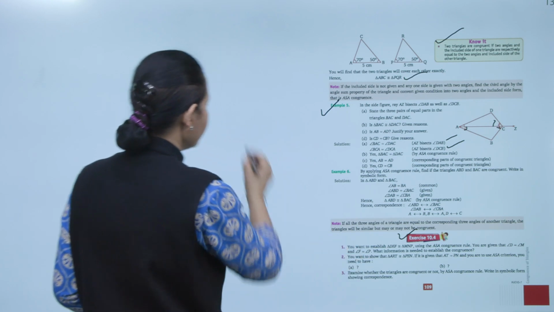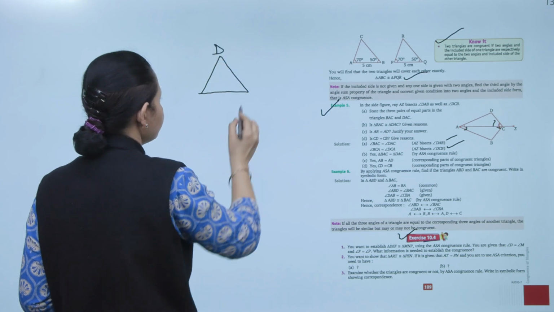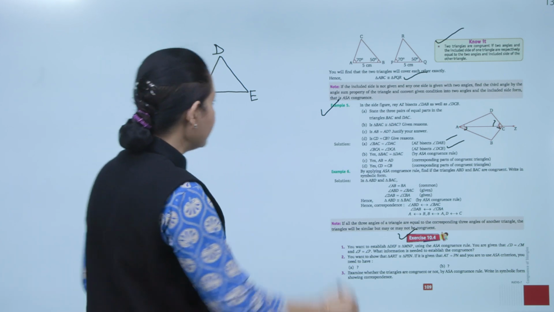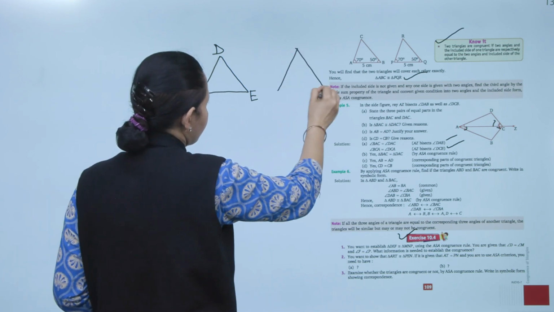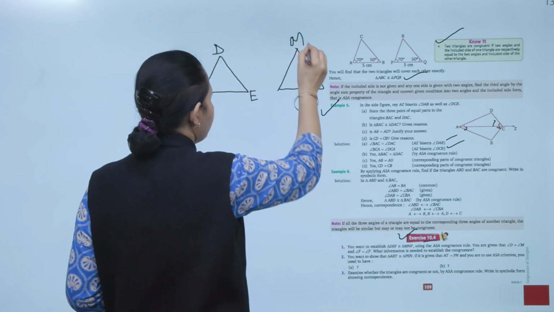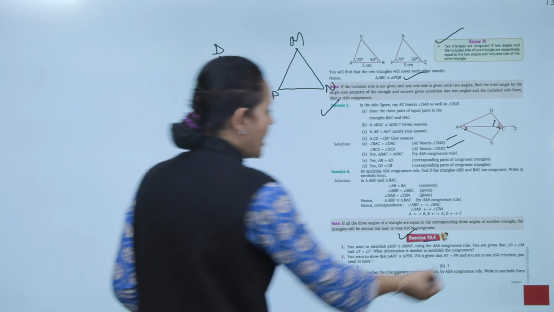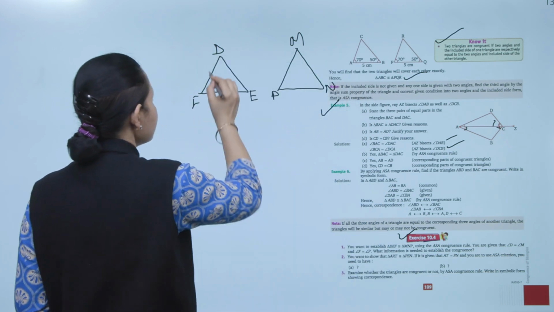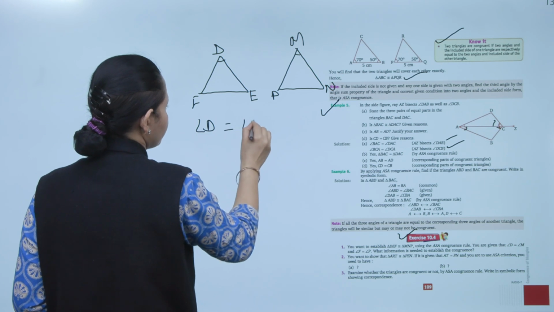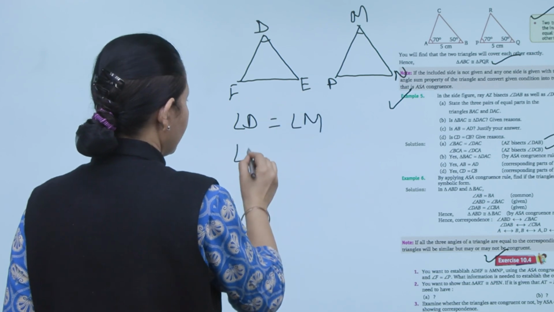So here there are two triangles, DEF and another triangle MNP. Now what is given? Angle D equals angle M, which means angle D and M are equal. Second, angle F and P are equal.